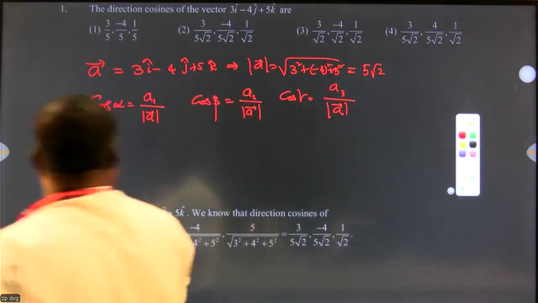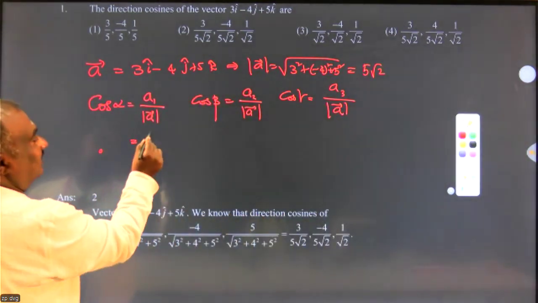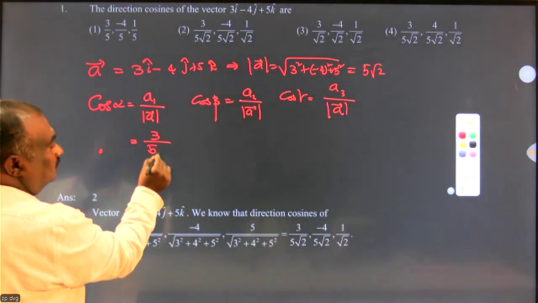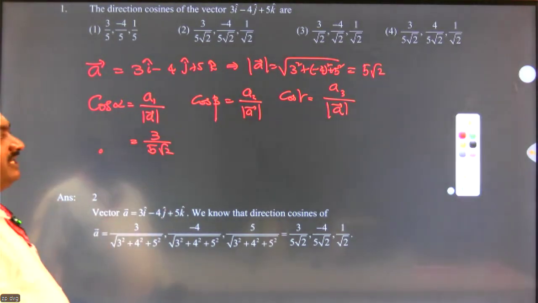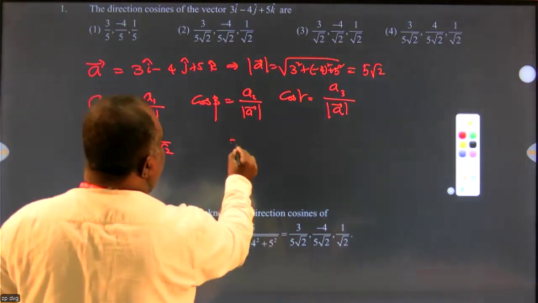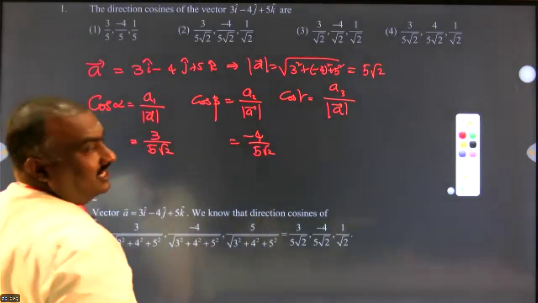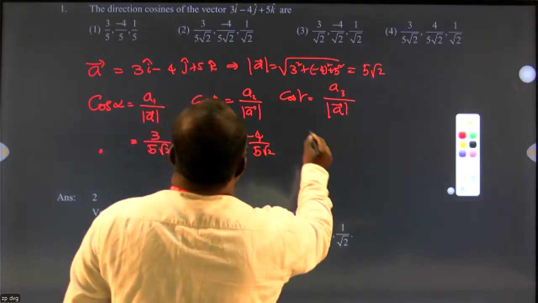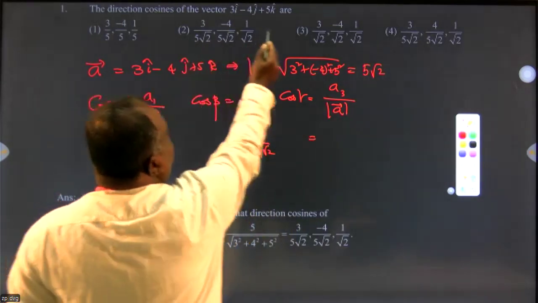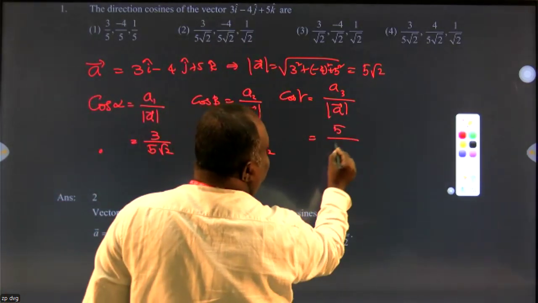Now cos alpha, what you are getting? Cos alpha, A1 is 3, by modulus of A bar which is 5 root 2. Cos beta is A2. A2 is minus 4 by 5 root 2. And cos gamma is A3. What is the A3? A3 is here 5. 5 by 5 root 2.